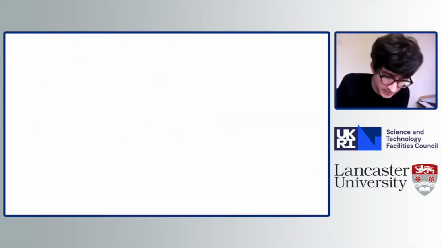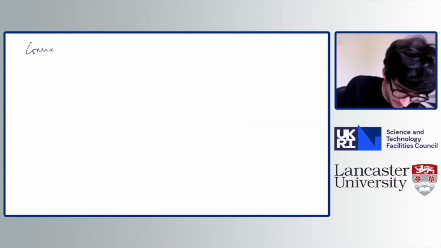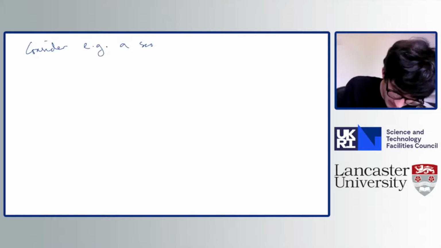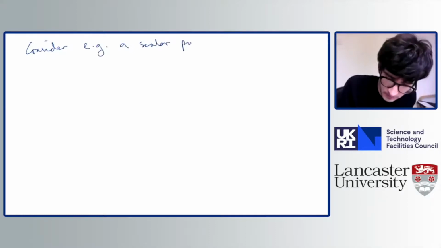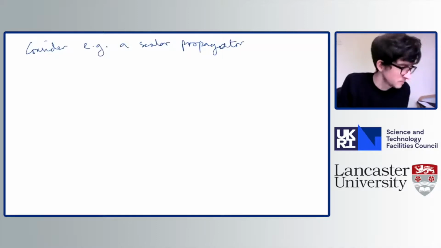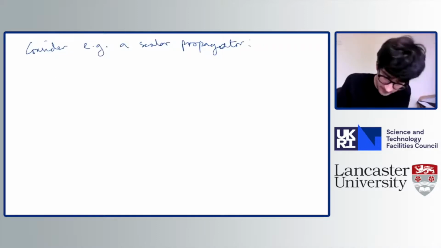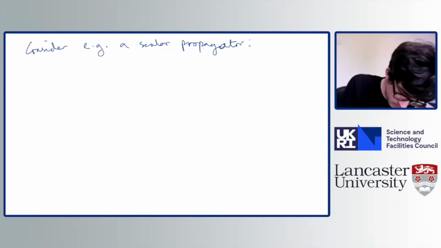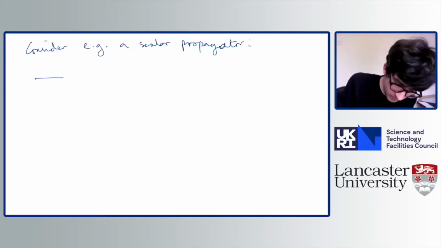So let's consider the impact on this. So let's consider, e.g., a scalar propagator. So just draw it as a line. And this is the Feynman rule.